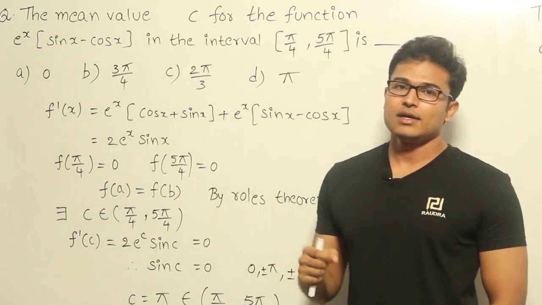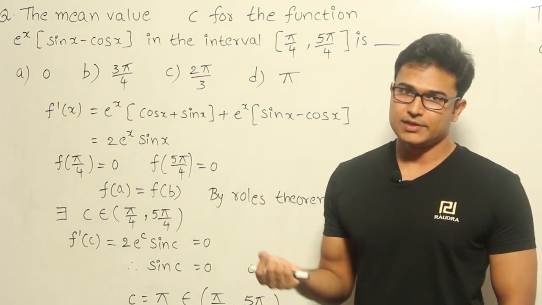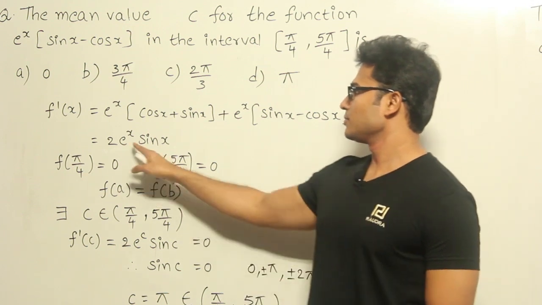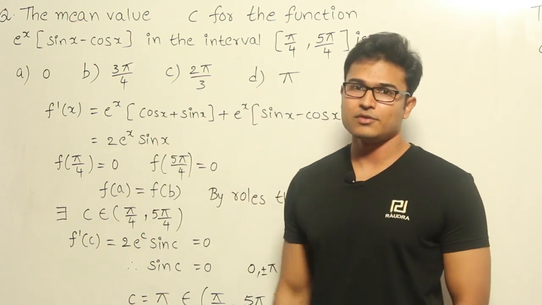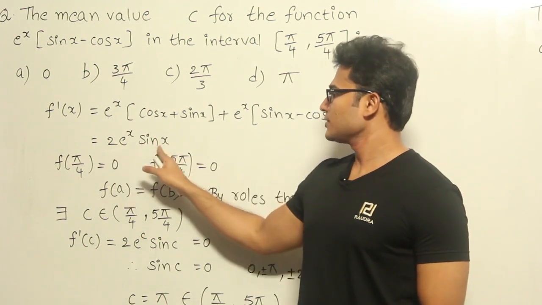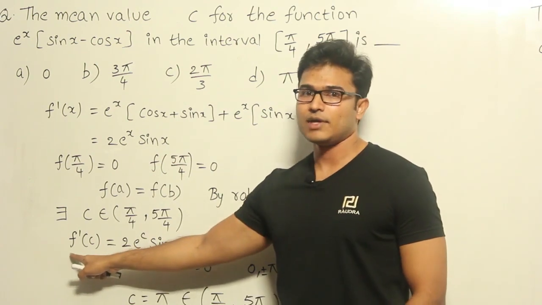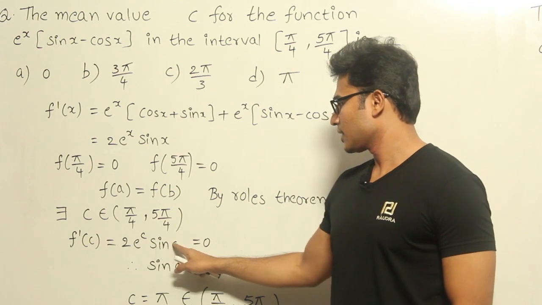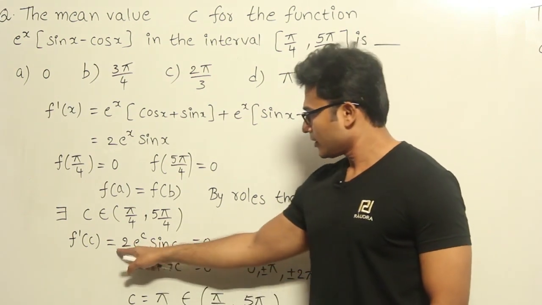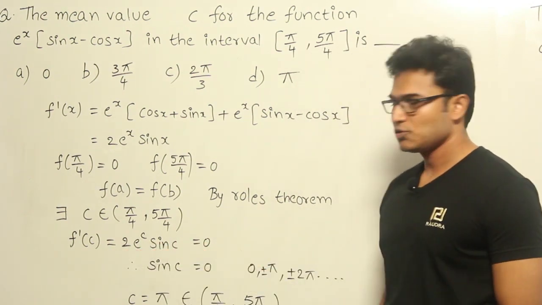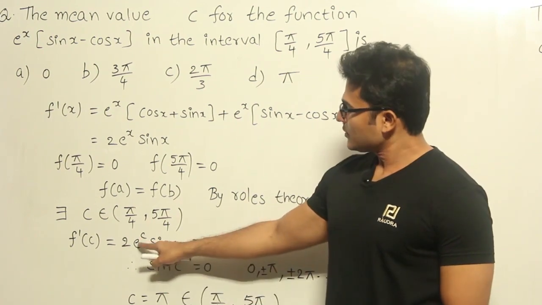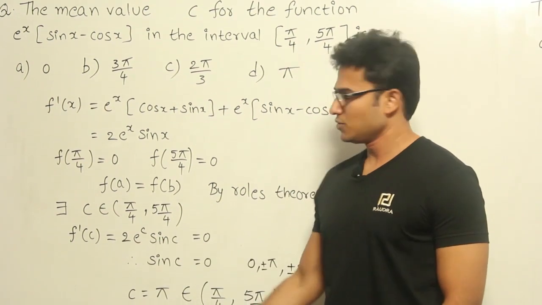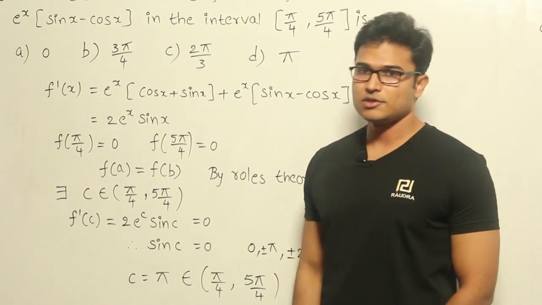This value should be equal to 0 at that point. Now let us assume that the mean value is c. Now at the point c, which means if I substitute in place of x the value c, then we should get this one as 0. That is what we are trying to do. f dash of c is equal to 2 e power c into sin c equal to 0. Now if this entire term has to be 0, definitely e power c cannot be 0 or 2 cannot be 0. So the only thing is sin c has to be 0.